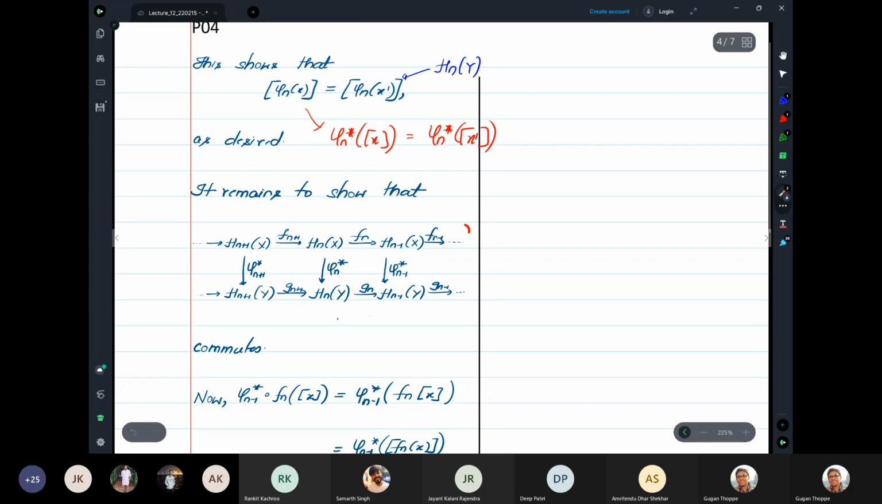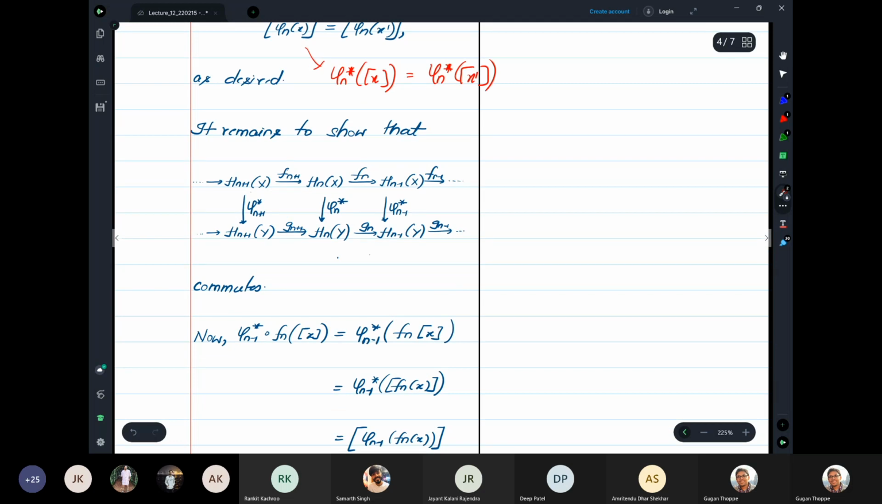Okay, now the last thing that remains to show is that this diagram actually commutes. I will leave this as an exercise. You just have to verify that if you first go in this direction, that is, you first apply fn plus 1 and then you apply phi n star, or if you go in this direction, that is, you first apply phi n plus 1 star and then apply gn plus 1, you end up with the same answer.